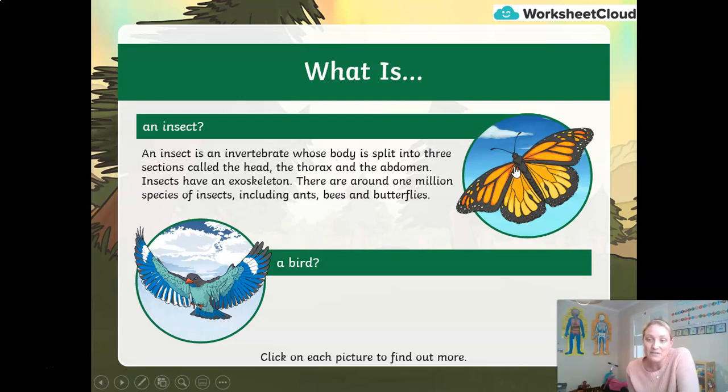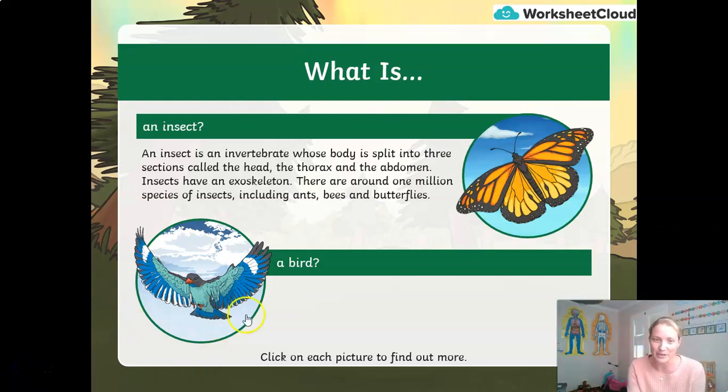An insect is an invertebrate, remember, no backbone. Its body is split into 3 sections: a head, a thorax, and an abdomen. They have exoskeletons. We did that when we looked at skeletons. Remember the 3 types: exo, endo, and hydrostatic. So insects have exoskeletons, and there are actually about 1 million species of insects in our world known, that is. Remember, they're still discovering new things every day. Ants, bees, butterflies, you name it, they all come under the insect family.